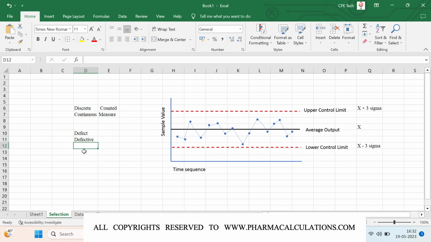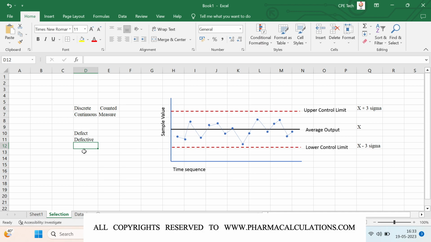In some cases, batches which have certain defects can be accepted by the customer, it depends upon the customer. But if a batch is found to be defective, the customer is not going to accept it. Why? Because it has failed in multiple ways, whereas a defect should have failed in only a single way. So that's the difference between defect and defective.